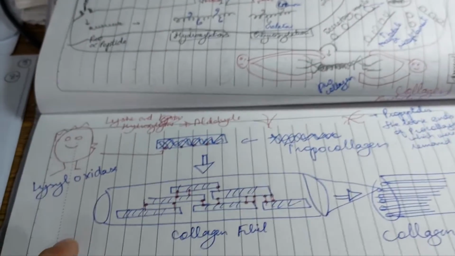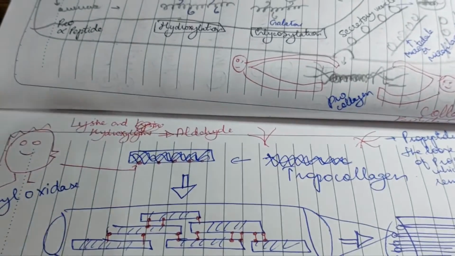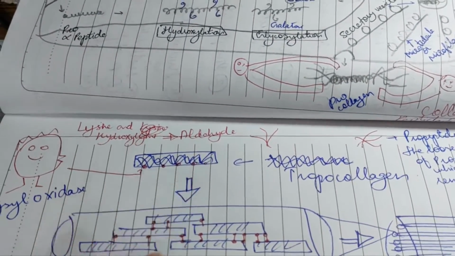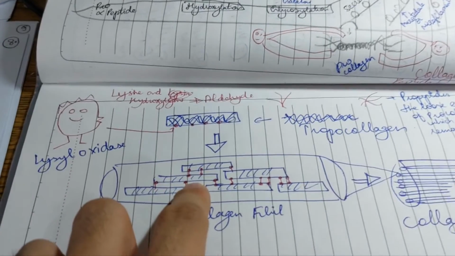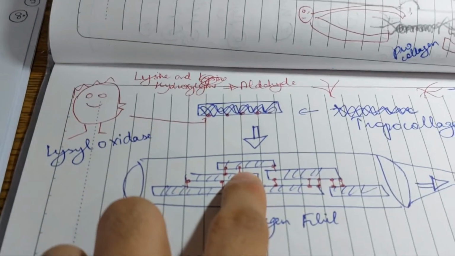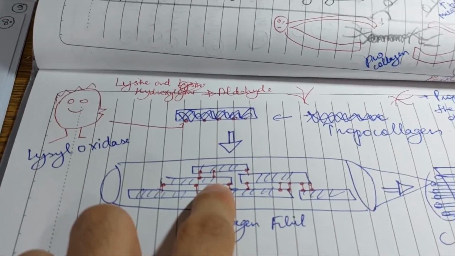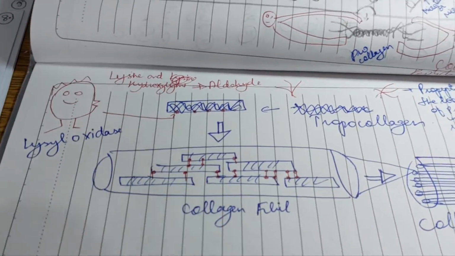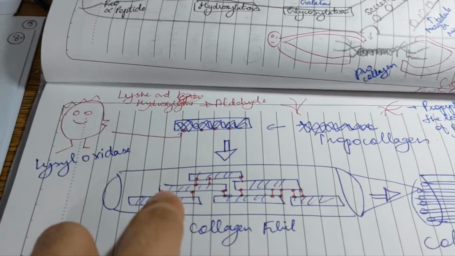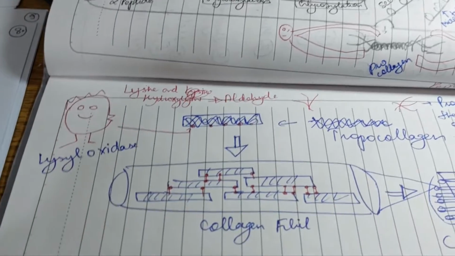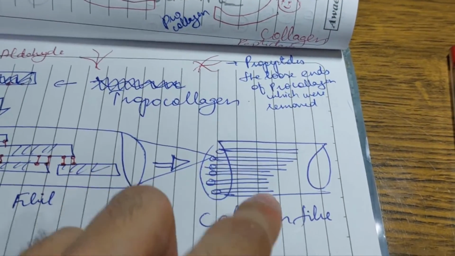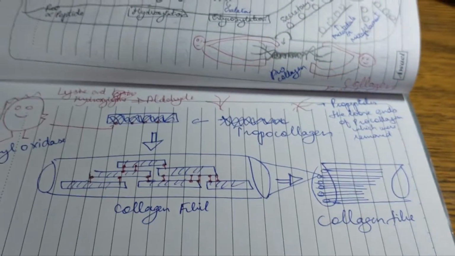Extracellularly, lysyl oxidase converts the lysine and hydroxylysine to aldehydes, and these aldehydes of different tropocollagens will form strong covalent bonds, which gives ultimate strength to the collagen. And then when we arrange many tropocollagens together, it is called a collagen fibril, and if we arrange many collagen fibrils, we will get the collagen fiber.